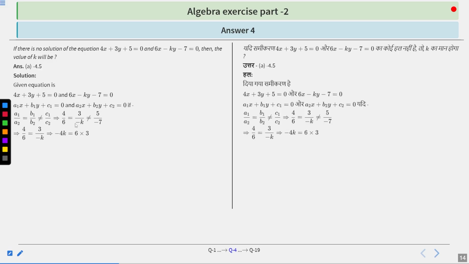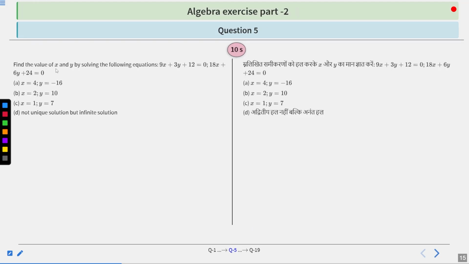Now 4/6 is equal to 3/-k. From here 4 into -k is -4k and 6 into 3. So k from here is 6 into 3, 18 upon -4. So 18/-4 is -4.5. So if these two equations have no solution, then satisfying the given condition, we get the value of k, that is -4.5. That means option number A is the correct answer.